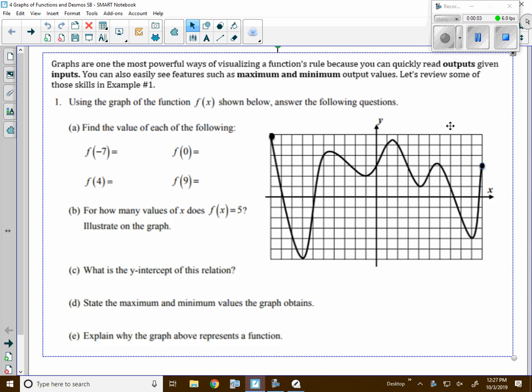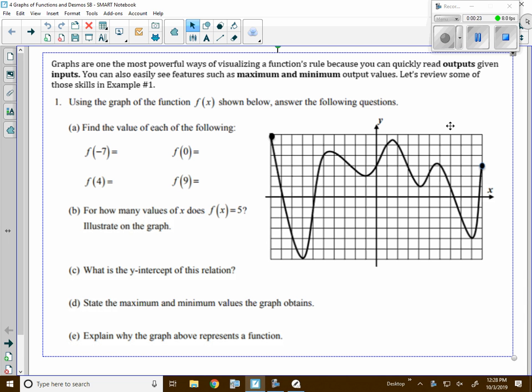Okay, so the first thing here should look pretty familiar, right? You just did this last couple of days. So in number one, we have f of negative 7. What variable is negative 7? You can say it. X. Don't be shy, right? X.